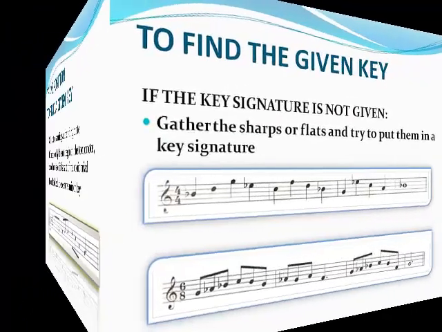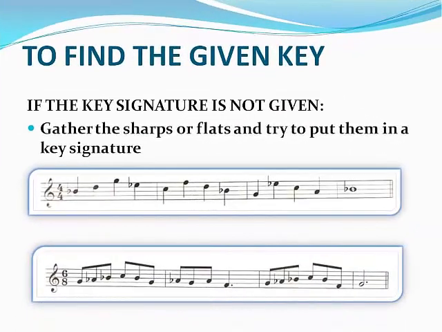It's a little more difficult if the key signature is not given. Then we need to gather the sharps or the flats together and see what key signature they make. When you gather the accidentals together, sometimes a sharp or a flat that should be in the key signature is missing. That sometimes happens simply because that note is not in the music. You can assume, though, that if it was in the music, it would be sharp or flat.